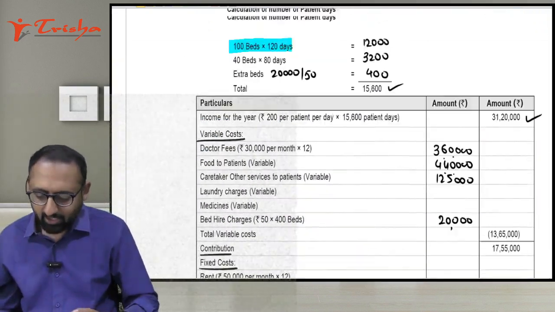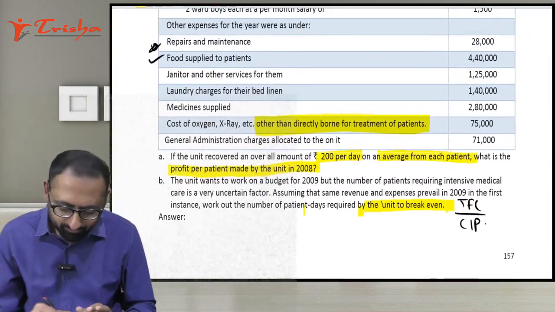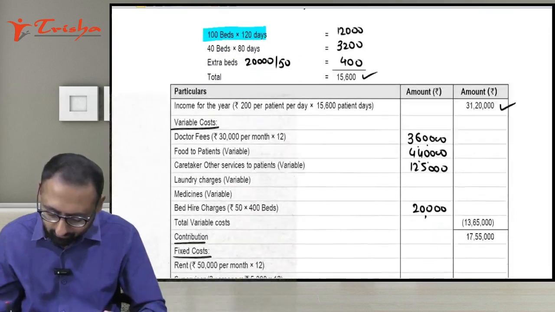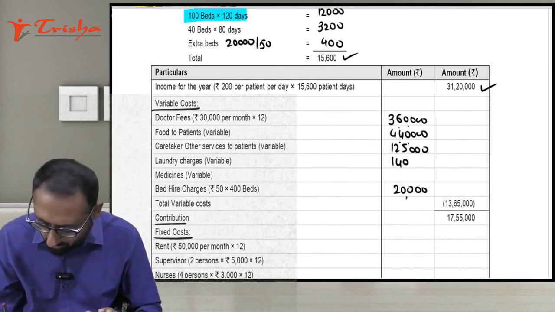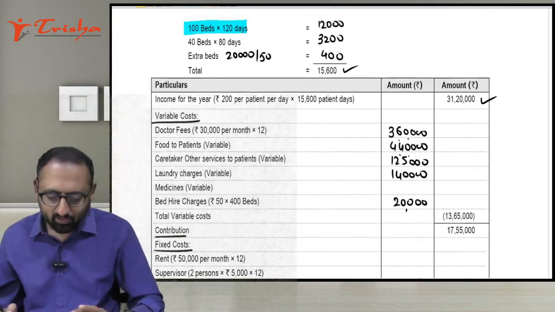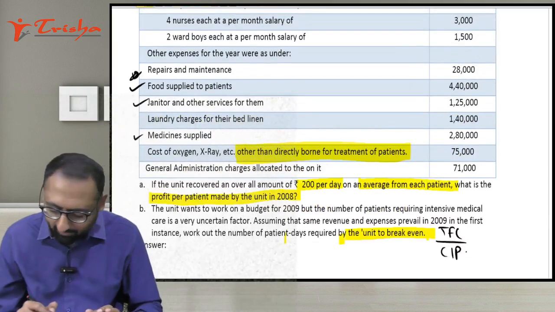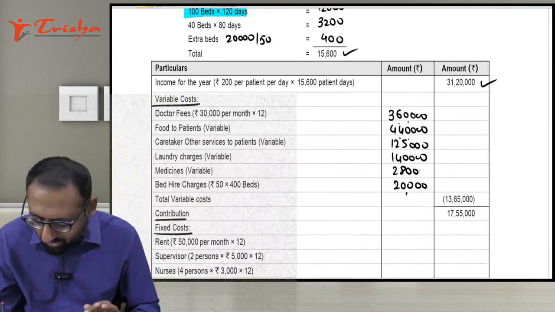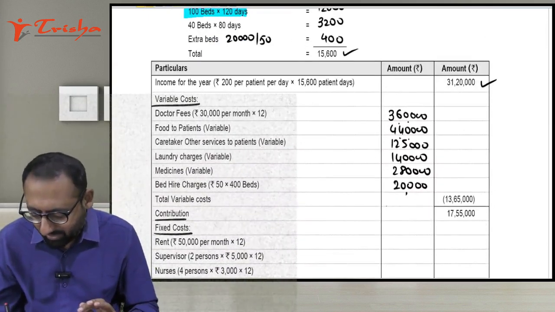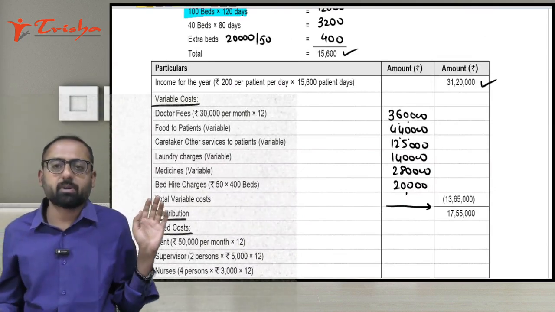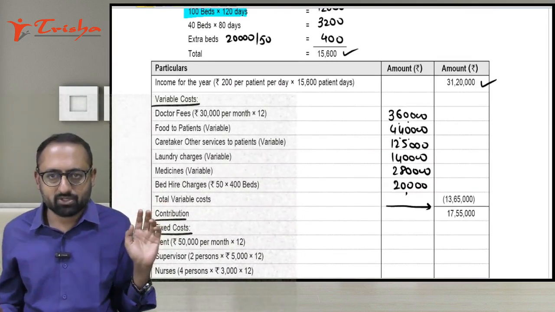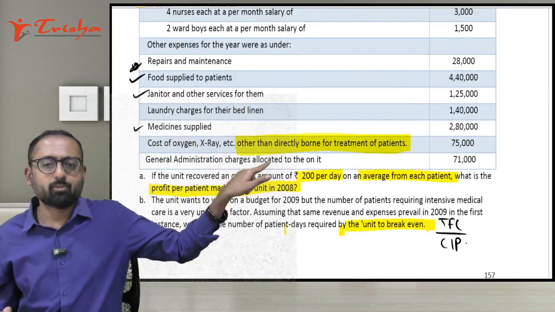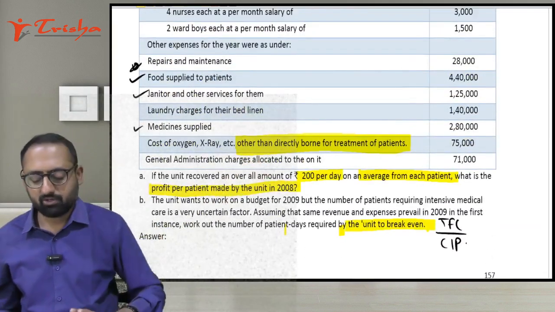Okay, fine. 1,25,000 completed. Laundry charges for the bed linen, yes, 1,40,000. Then, guys, the next variable cost will be, obviously, medicine, 2,80,000. Oxygen, they have given specific wording there: other than directly borne for the treatment of the patient. So oxygen is not a variable cost. Read it carefully: other than directly borne for the treatment of patient. So it will not be a variable cost.